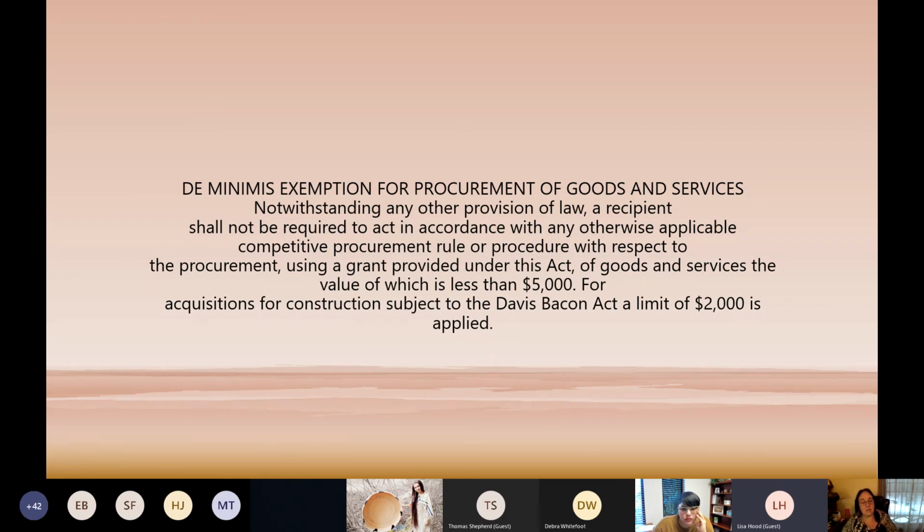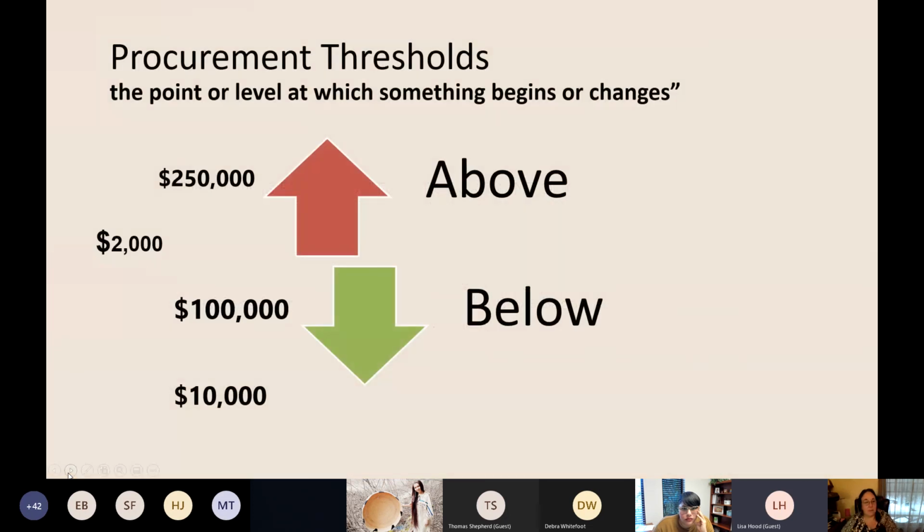For acquisitions, for construction, subject to Davis-Bacon. Remember Davis-Bacon, whenever you're dealing with that, it's got a $2,000 limit. So the point at which something begins or changes, so these are your thresholds here. 250,000, 2,000 for your Davis-Bacon, 100,000 and 10.